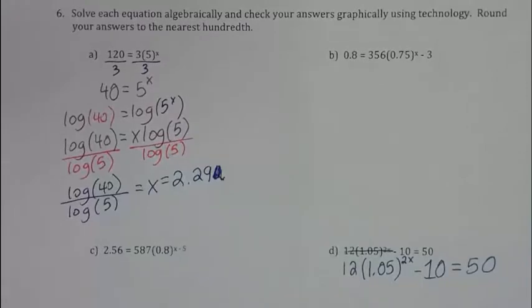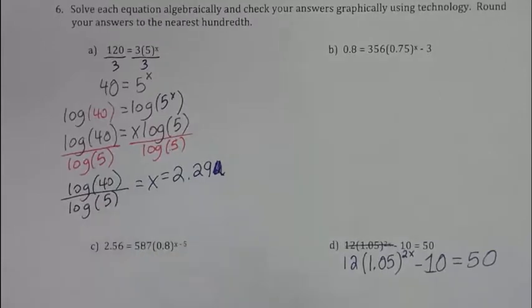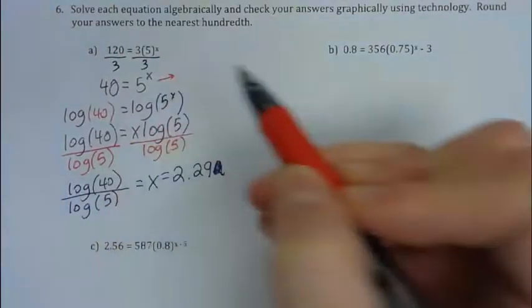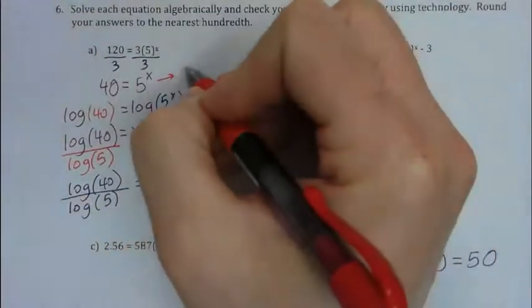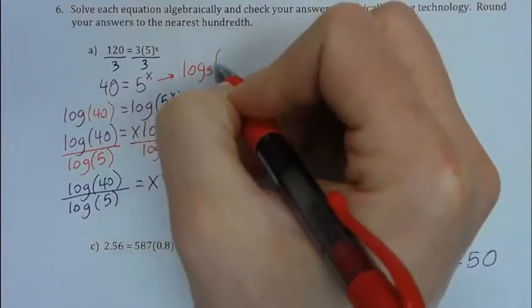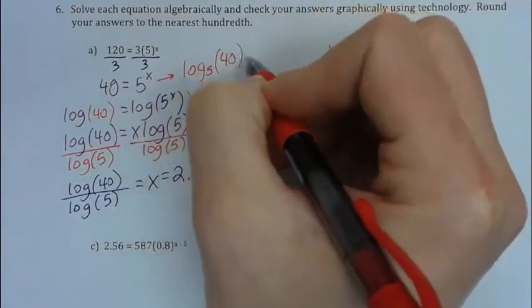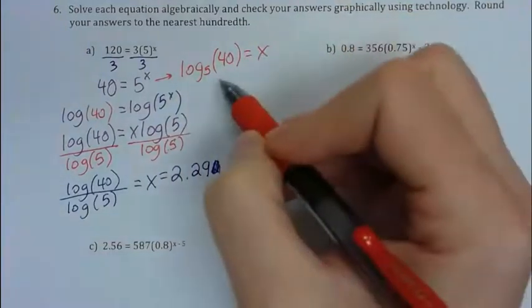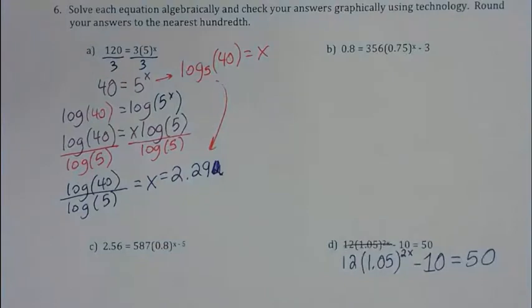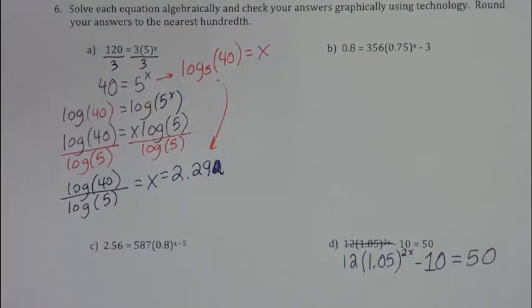Just as a side note, what is basically happening here is something called the change of base formula. If you took this logarithm, that would be just rearranging it as log base 5 of 40 equals x. And then we could skip to this bottom step, but it's a little bit more complicated doing it that way.